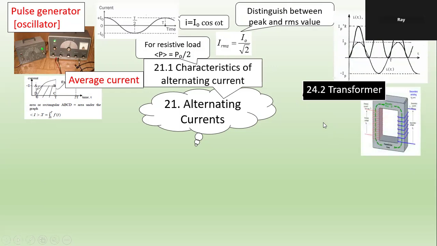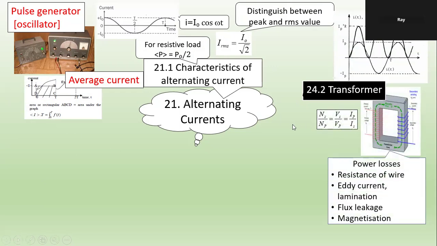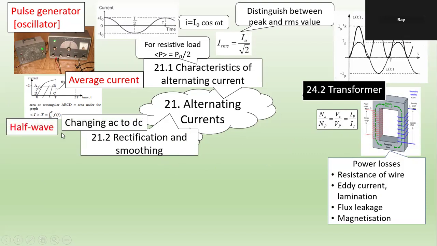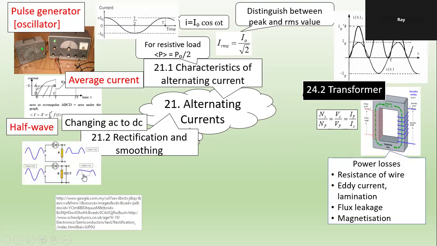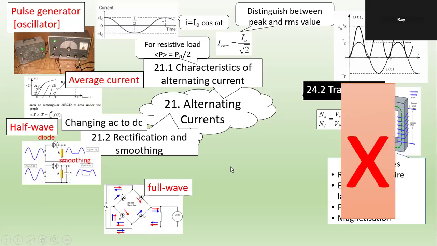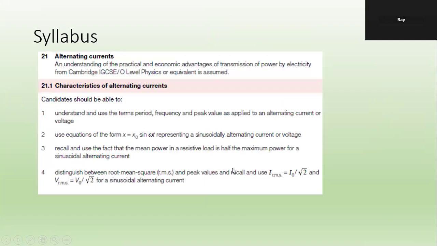The transformer is removed from the syllabus, so we don't have to worry about it. Last time the syllabus was 24 alternating current, now changed to 21. So without the transformer, after that we will look at rectification and smoothing. Basically, we are changing AC to DC. We are looking at half wave, there is smoothing, full wave. This one is normal. Don't worry about the textbook, there is the syllabus.